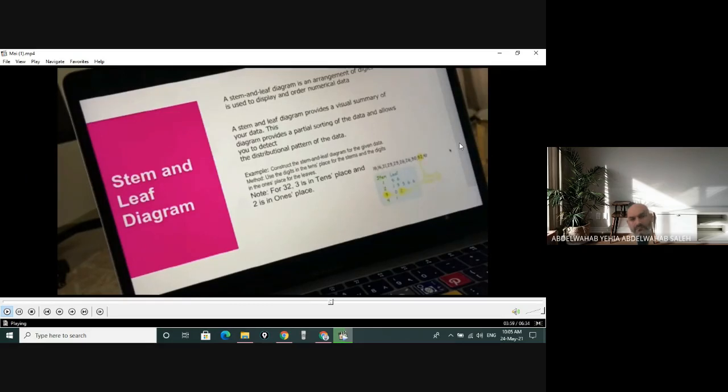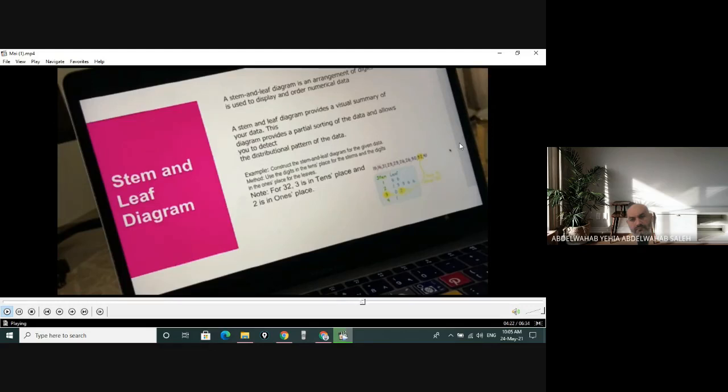Stem and leaf diagram. A stem and leaf diagram is an arrangement of digits that is used to display ordered numeric data. A stem and leaf diagram provides a visual summary of your data. This provides a partial sorting of the data and allows you to detect the distributional pattern of the data.